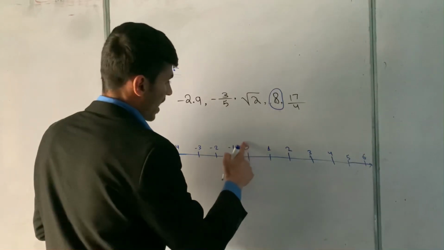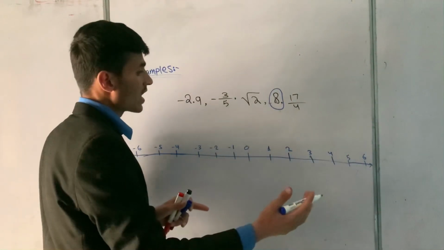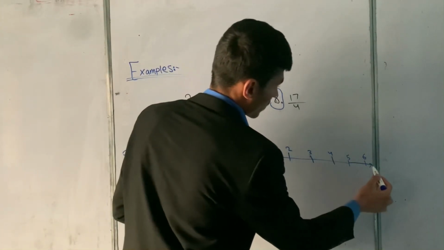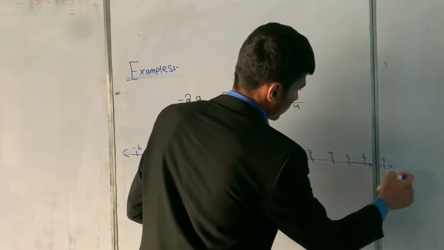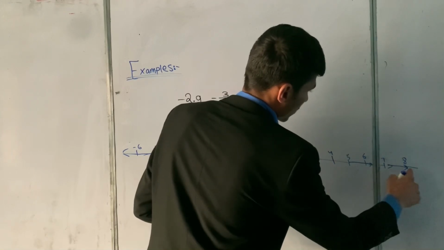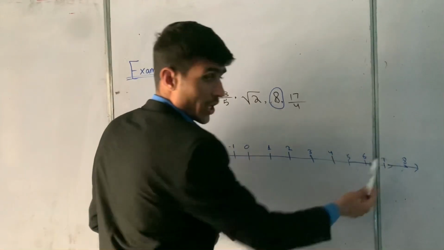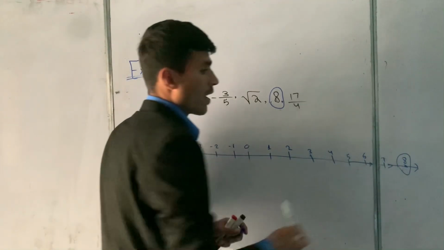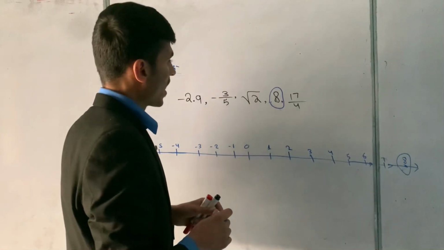So I mentioned, to the right of the 0, all positive numbers. 1, 2, 3, 4, 5, 6, 7, 8. 8 locates here. So this is also called the coordinate of the 8 on the real number line.